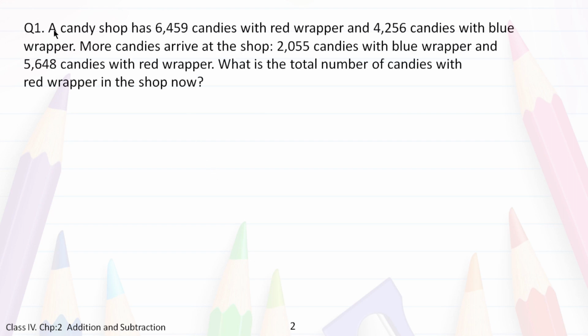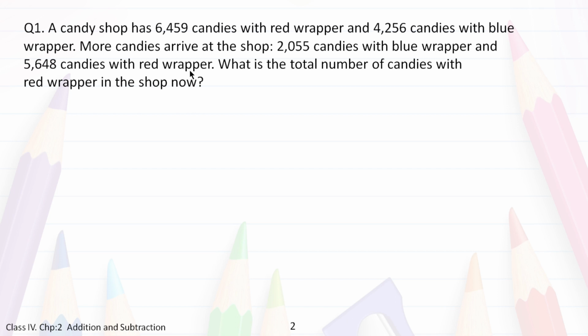Okay. Moving on to the first example, which says that a candy shop has 6,459 candies with red wrapper and 4,256 candies with blue wrapper. More candies arrive at the shop, 2,055 candies with blue wrapper and 5,648 candies with red wrapper.